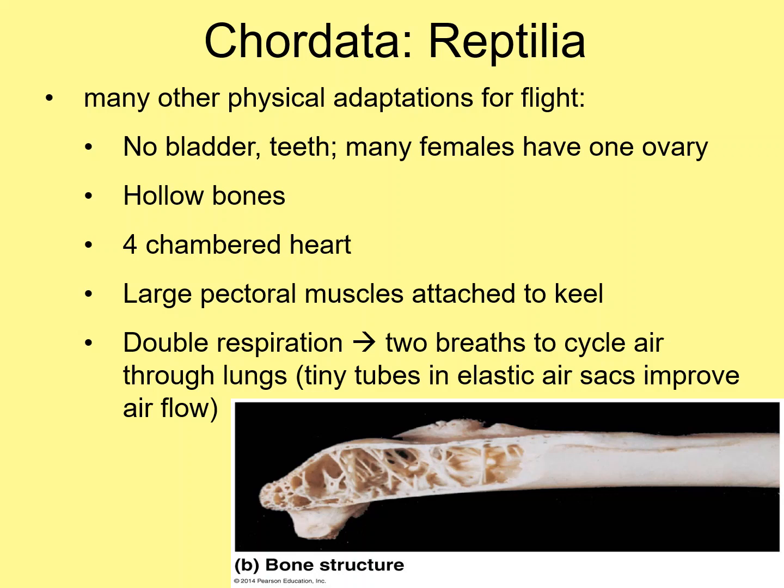And then there's double respiration. This is a modification of their breathing. Essentially, it takes 2 breaths to cycle the air all the way through the lungs, which is why we call it double respiration. But it's essentially a one-way airflow instead of two-way, like we have. You breathe air in, and when you exhale, it has to come back out the same way that it went in. Birds have more of a loop.